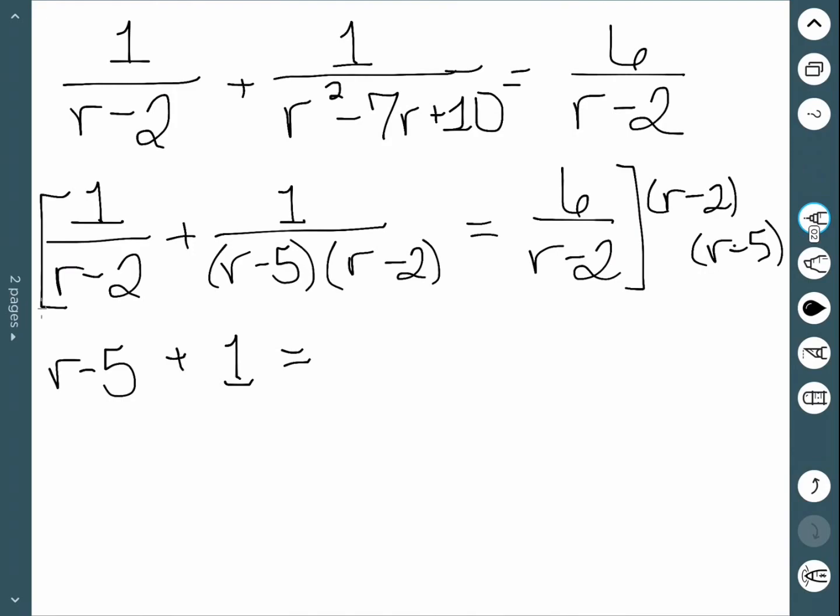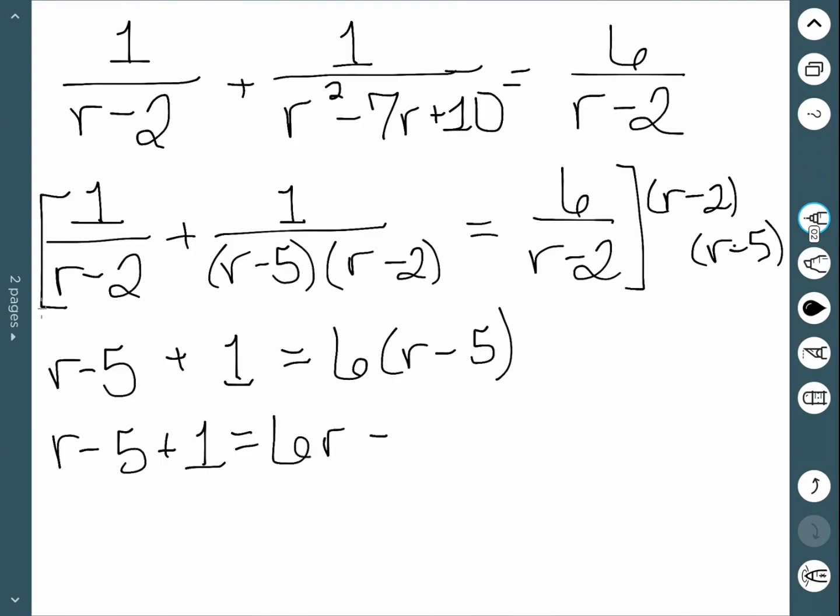And in my last term, the r minus 2's cancel again, but the r minus 5 doesn't. So essentially, whatever's on the denominator is going to go away, and whatever the other thing I'm multiplying by is going to stay. This is now r minus 5 plus 1 equal to, we need to distribute that, so 6r minus 30. Negative 5 plus 1 is negative 4.